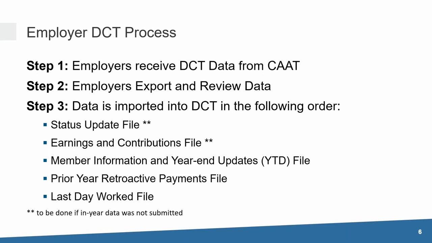Step 2. When you receive the data, it should be exported, reviewed, and reconciled against your data. This will help to identify any missing enrollments, status changes, and discrepancies in reported earnings and contributions. However, if you only have a few members, you can review these members individually on the site rather than exporting the data from the DCT.